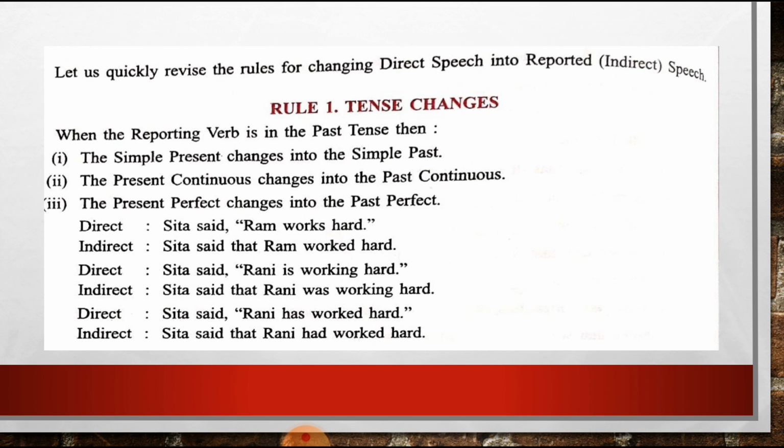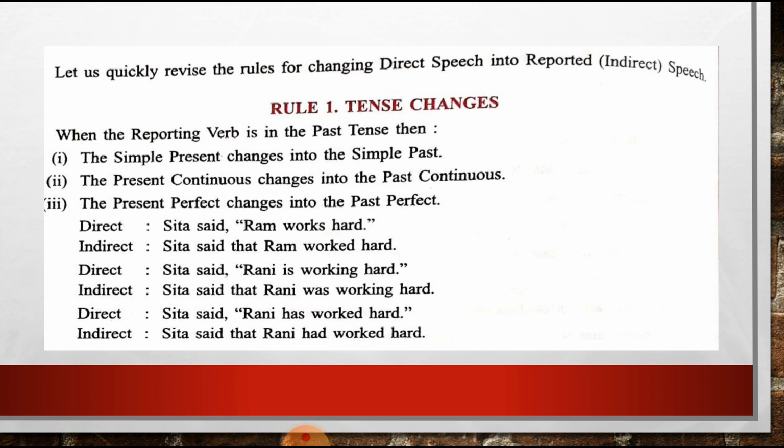Now let us see the second one. The present continuous changes into the past continuous. See the example. Sita said, "Rani is working hard." Sita said that Rani was working hard. Here the present continuous "is working" has changed into the past continuous "was working". The third one, the present perfect changes into the past perfect.